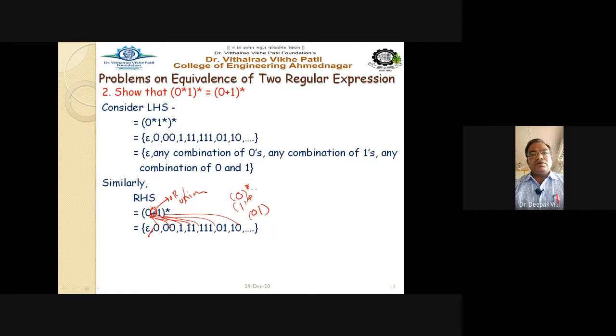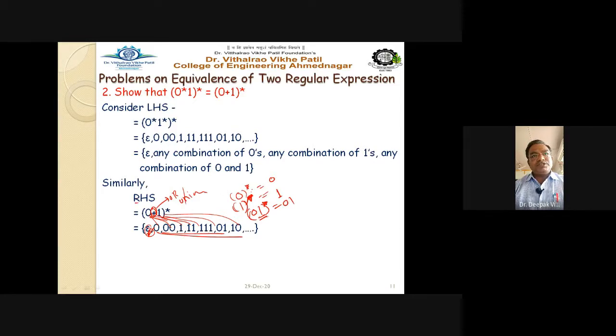So 0 occurrences of 0 is nothing but epsilon, and 1 occurrence of 0 is nothing but 0. Now for 1 raised to star, 0 occurrences of 1 is epsilon, which is already there, and 1 occurrence of 1 is nothing but 1. Then 0 1 raised to star: 0 occurrences of 0 1 is epsilon, which is already written, and 1 occurrence is 0 1. Getting this? So how are the strings formed here?